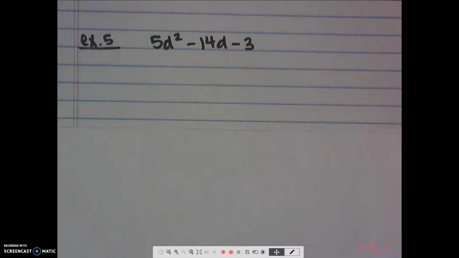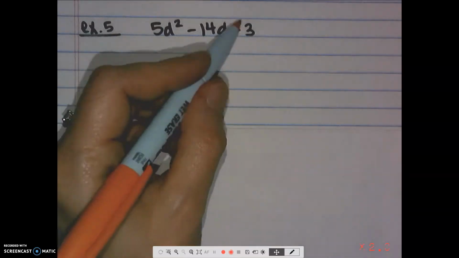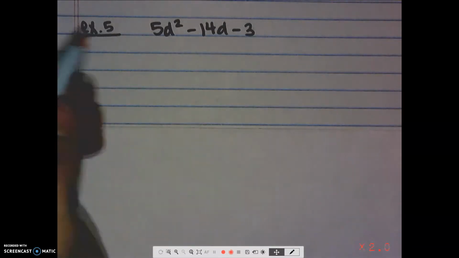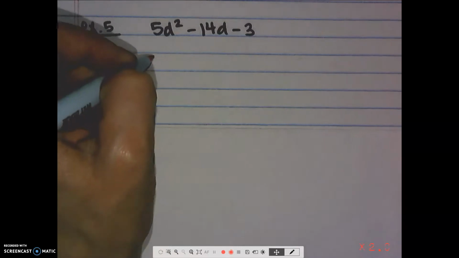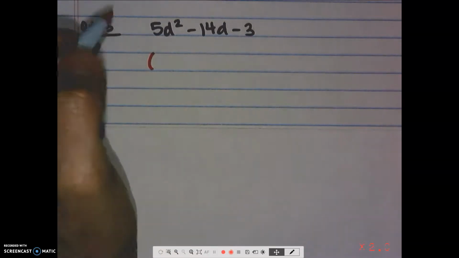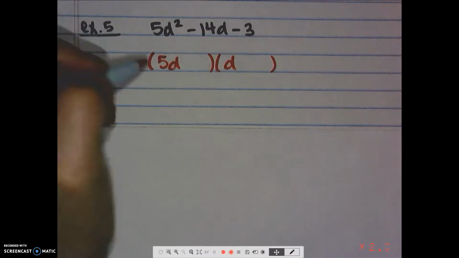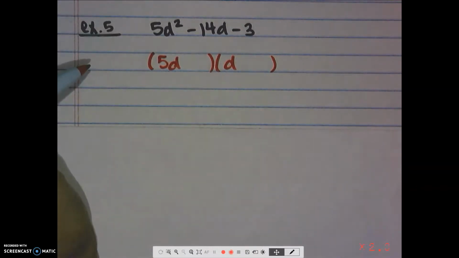All right, next one, we have 5d squared minus 14d minus 3. So this is really nice and easy when they have prime numbers on both ends, because it just means that there's a fewer amount of different things to try. So we know that we need 5d and d. So if we have 5d squared, the first two spaces have to be 5d and d.